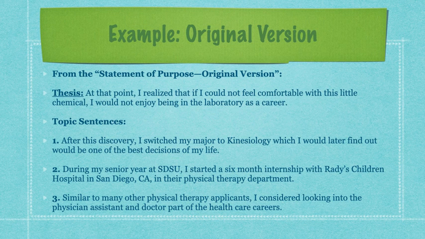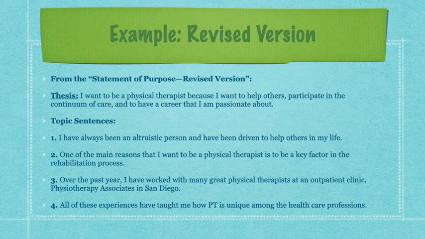more concrete. So now looking at the revised version of the same argument, the same statement and purpose, which is centering on why this writer wants to be a physical therapist and should be accepted into this program, we have very different examples in terms of our thesis statement and our different topic sentences. So looking first at the thesis statement, the thesis states, "I want to be a physical therapist because I want to help others, participate in the continuum of care, and have a career that I am passionate about."